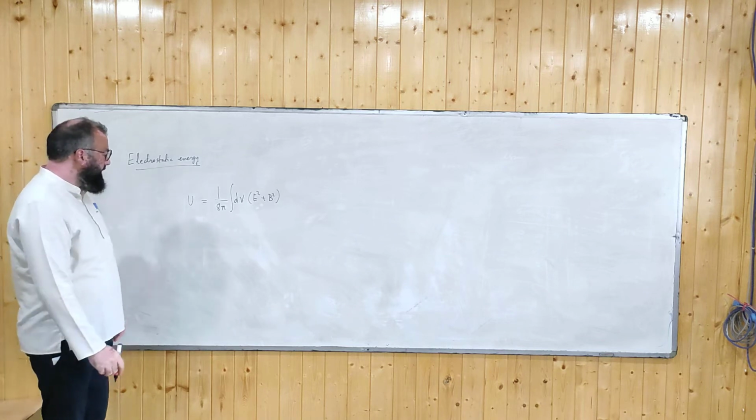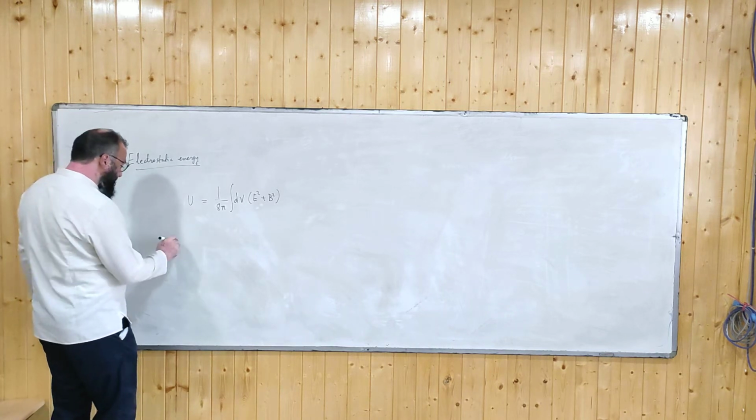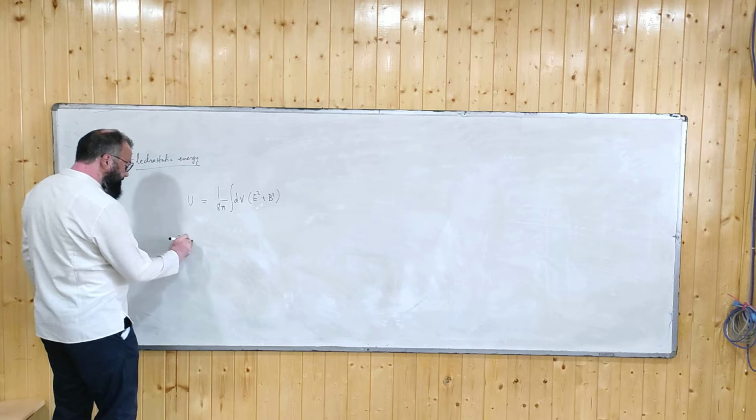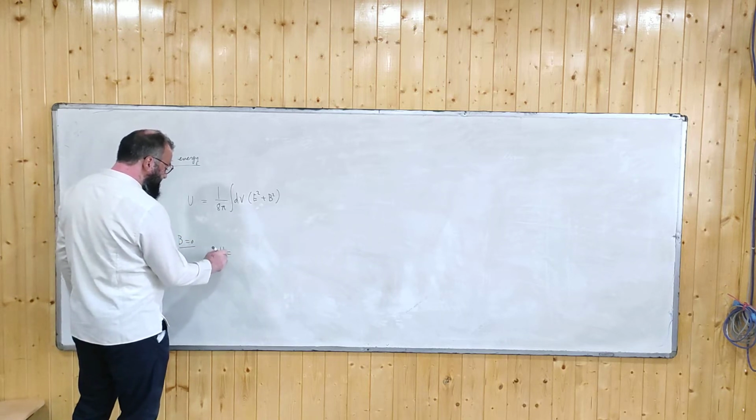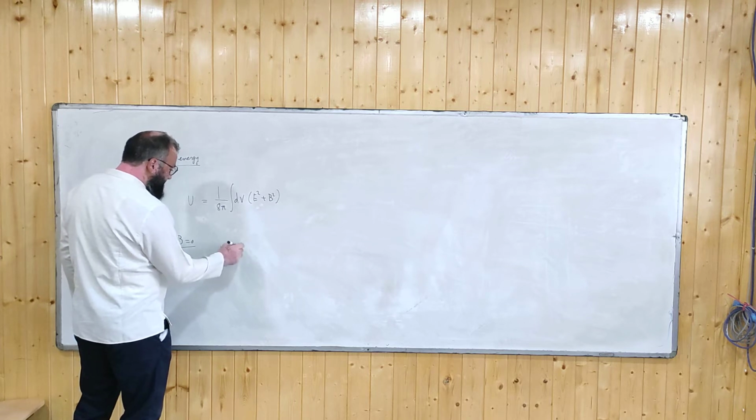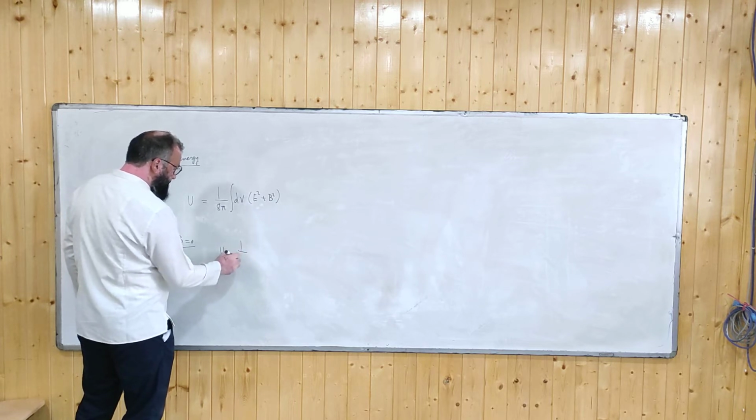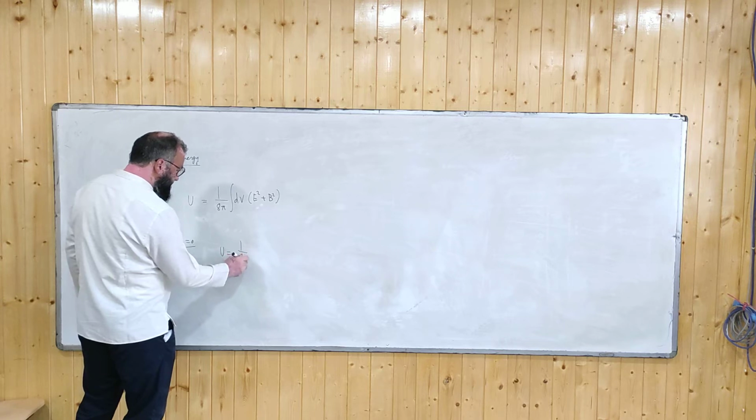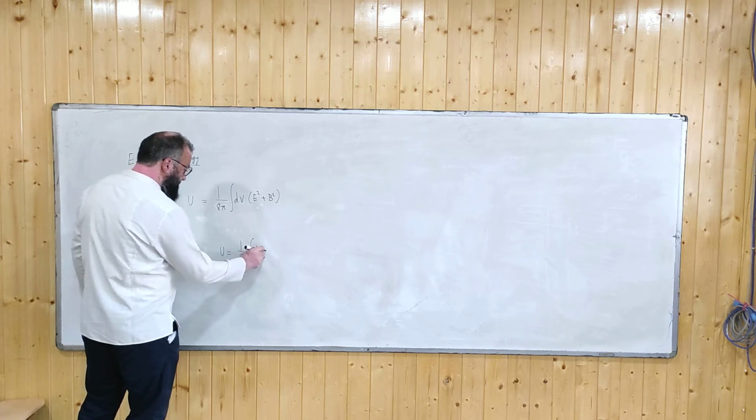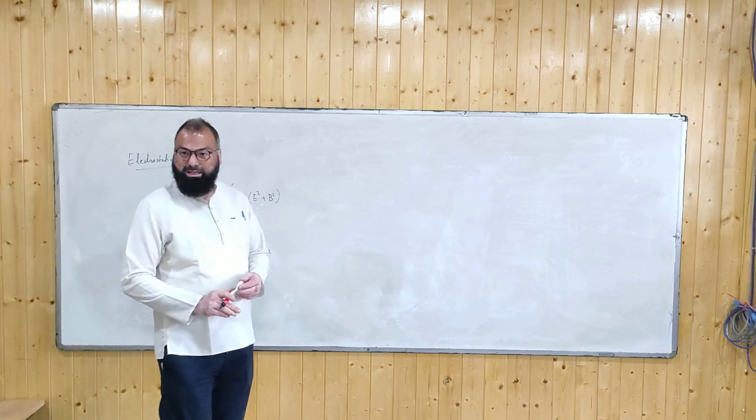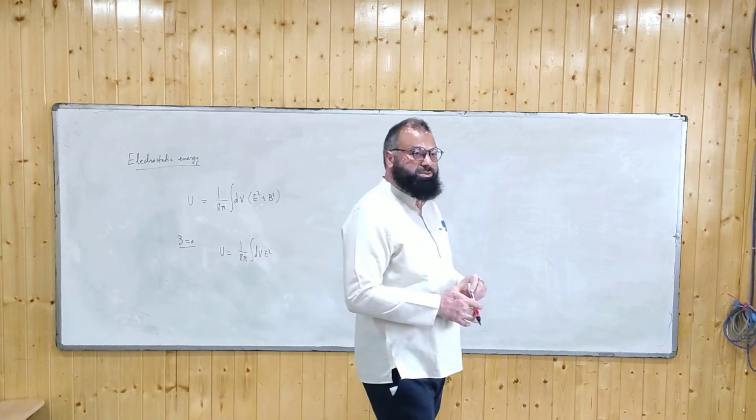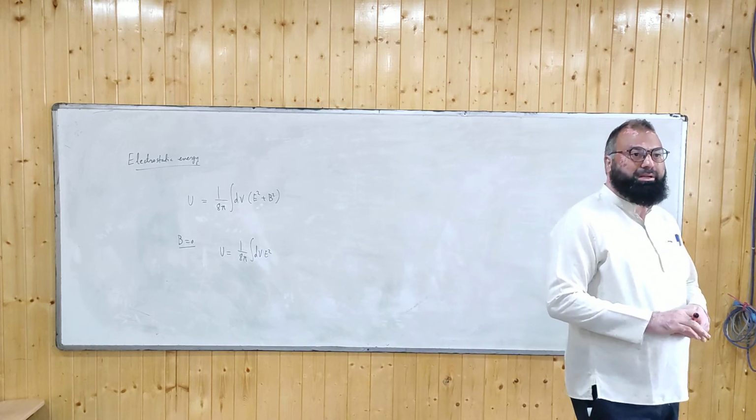Since we are in the electrostatic domain, B is equal to 0. So what is the amount of energy? It will simply be, you can call it U_E, let me write it simply: 1 by 8 pi integral of E squared. So this is the amount of energy stored in the electric field. E squared is the magnitude squared of the field.